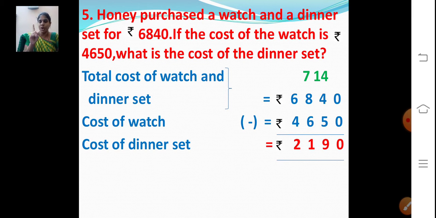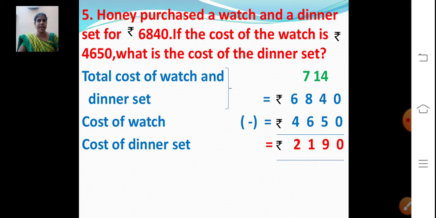We know the cost of one item, right? So we know the total value of watch and the dinner set, and we know the cost of watch. The cost of watch is 4,650. What is the cost of the dinner set? How will you find out? They have given the total and they have given for one. If you are going to find out for the other, what do you have to do? You are going to do subtraction.